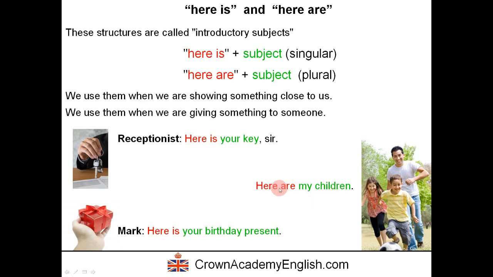So we use here are. Okay? So we are showing someone because they are close to him. They are just next to him. So he is showing his children. Here are my children.